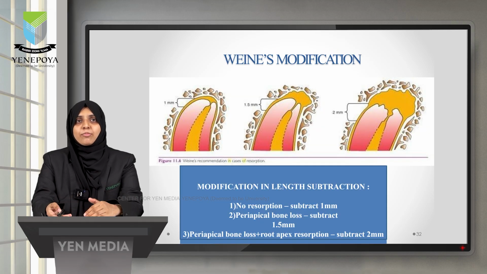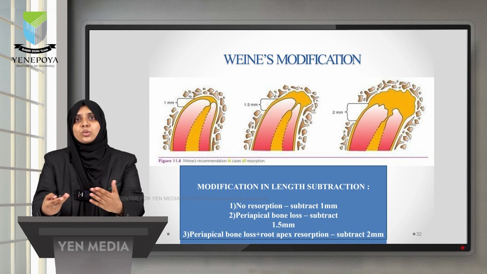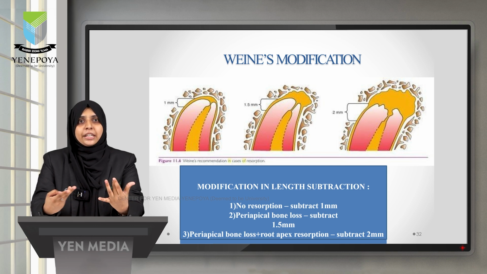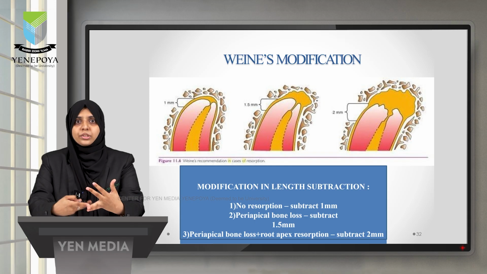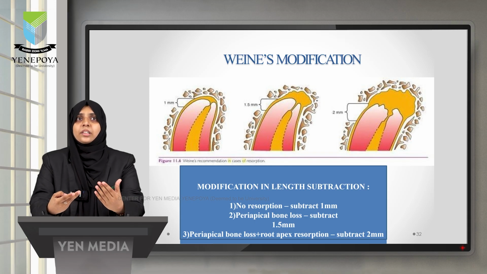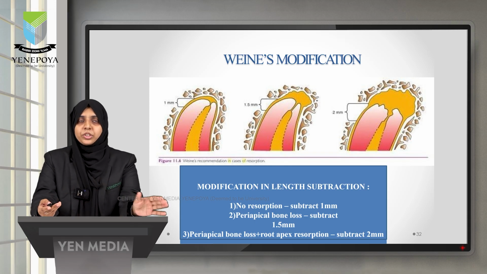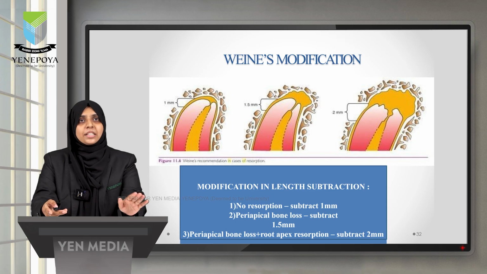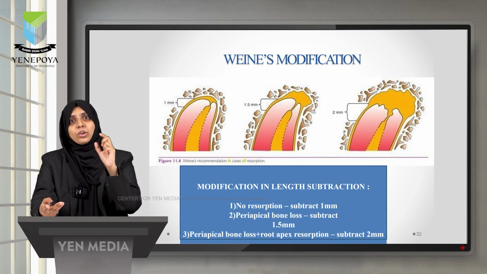Now coming to the Weine modification. In this method, this is basically used in cases where we can see any resorption or periapical bone loss. So in case of a tooth with no resorption, we have to keep 1 millimeter as a safety factor. That is why I have to keep the working length 1 millimeter short of the apex.